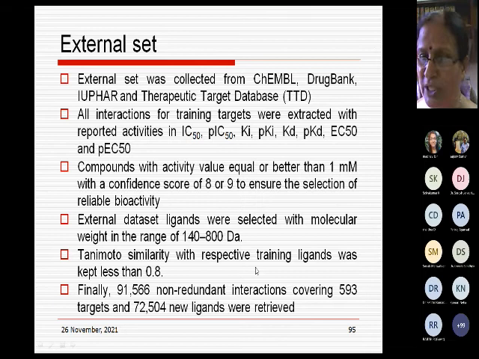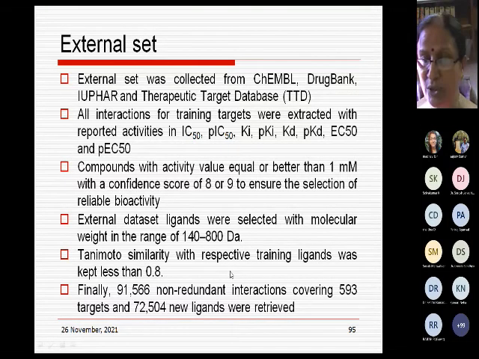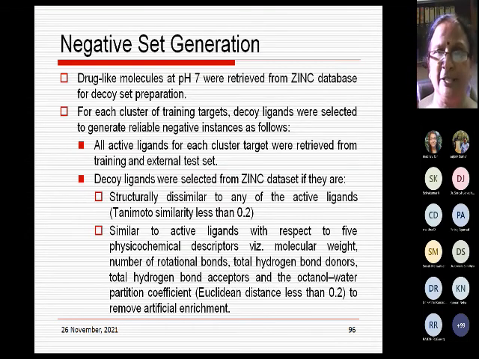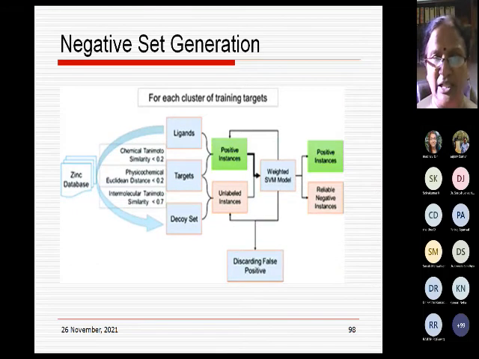Extrapolation is done, but not beyond a limit. So 0.8 nanometer similarity has been maintained while we are retrieving the small molecules with this. And only those targets were used which we had in the training data set. Now, for generating the negative data set, it has not been selected randomly.